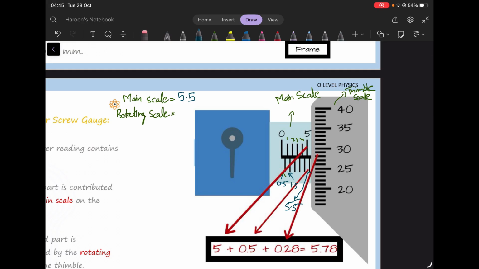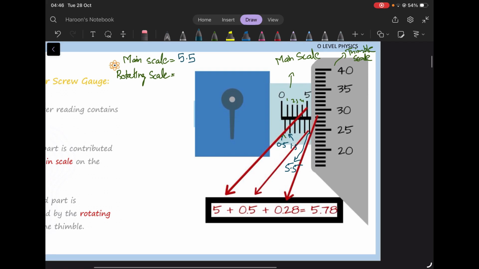Okay, now next we need to find the rotating scale. Now this horizontal line that you see, this line over here, this line is known as datum line. Wherever this datum line coincides with the thimble scale, that is the reading that we want. So if I make a horizontal line over here, this is coinciding with this particular line. So this is 25, next would be 26, 27, 28. So this is coinciding with the 28th line, as you can see, on the thimble scale.